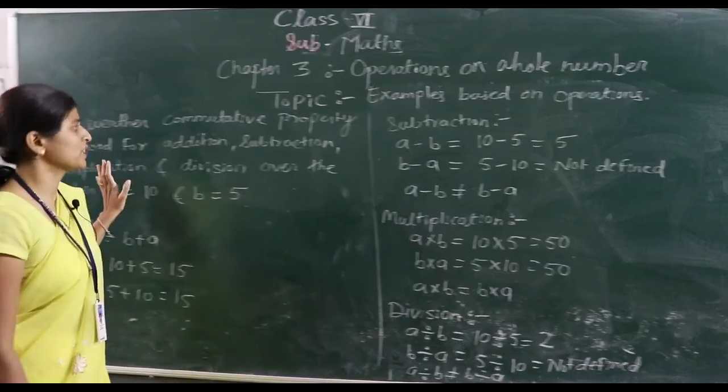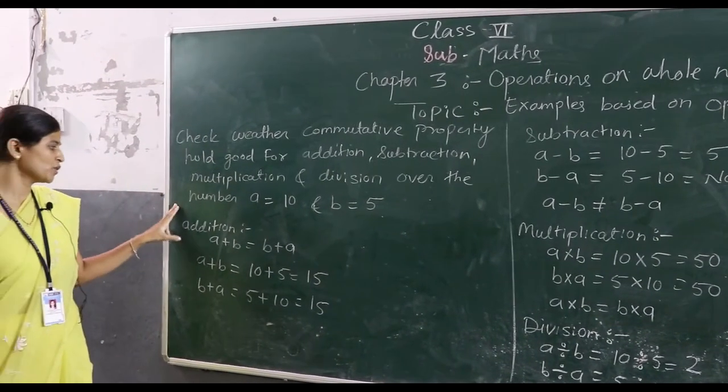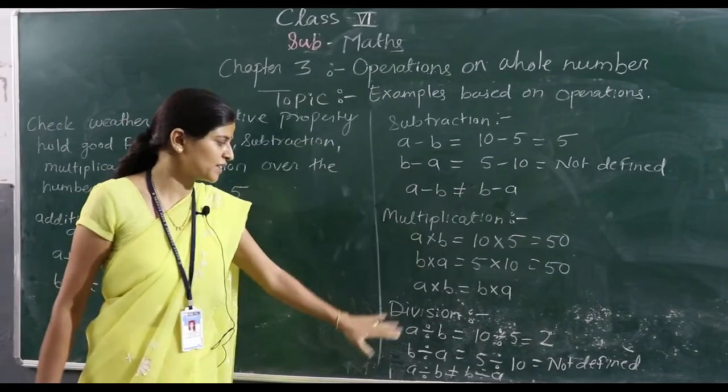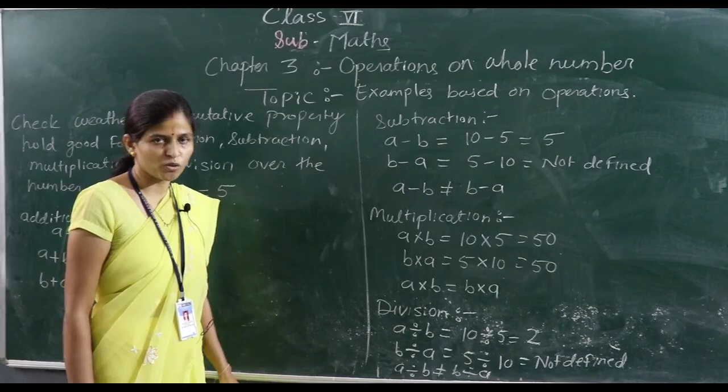So from this example we see that the commutative property holds good for only addition and multiplication, and for subtraction and division the commutative property does not hold good.